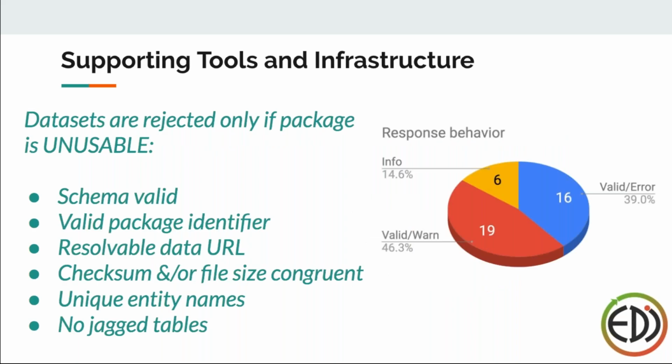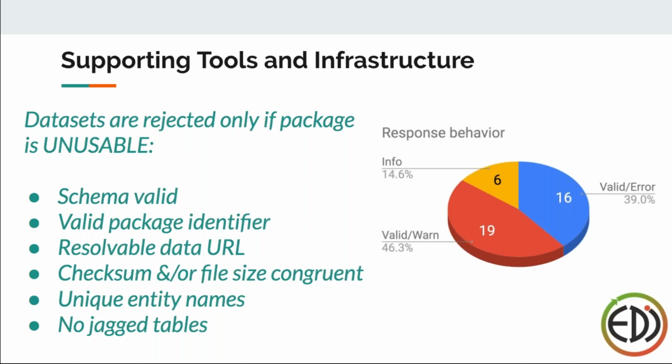This is the typology for response behavior. Of the 41 checks right now, 16 of them actually would deny entry into the repository, but they're really pretty carefully considered so that we only reject data sets that are unusable. And by unusable, we mean things like the schema has to be valid in order for it to be usable. If the schema is invalid, you can't do much else with that metadata record. It has to have a valid identifier. It has to have a resolvable data URL. We saw lots of metadata originally that did not have that.